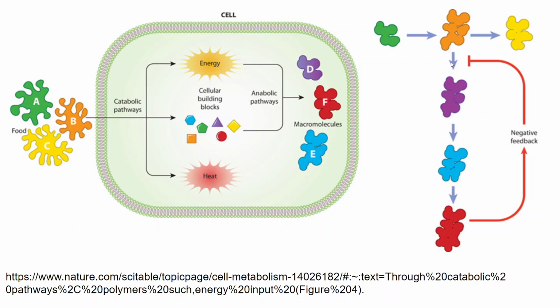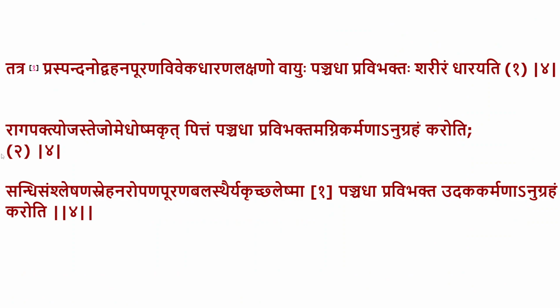Whenever there is a need for a certain specific type of food substance, it is taken in, and when the cell has sufficiency, that is stopped. Some may be converted; you have essential and non-essential amino acids. Some substances cannot be formed in the body, some can be formed in the body, and they may be converted. This kind of force is the Vata Mahabhuta, which is present in every cell. The mechanisms of production of energy, which we attribute to the mitochondria and all the cellular enzymes, that's the Pitta. Raga pakti vodas tejo medha ushma prakrita pittam pachala pravyaktam agni karmana anugraham karoti. So in each cell you can see the Vata, Pitta, Kapha.